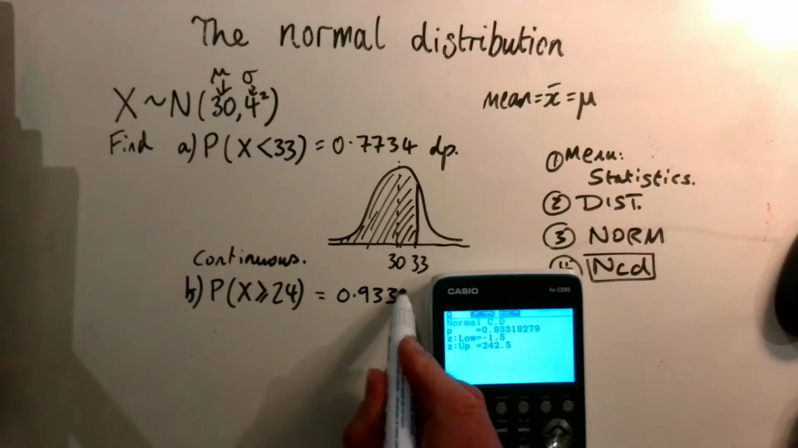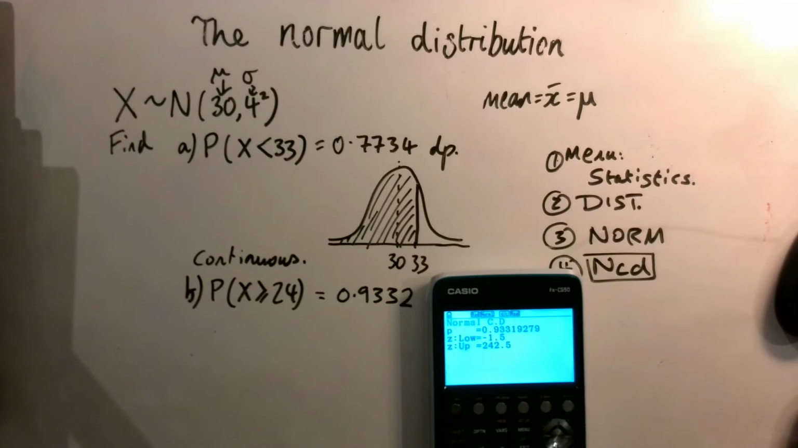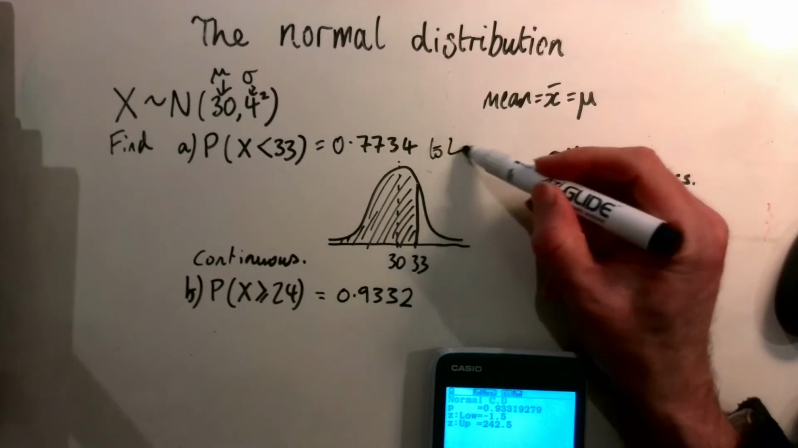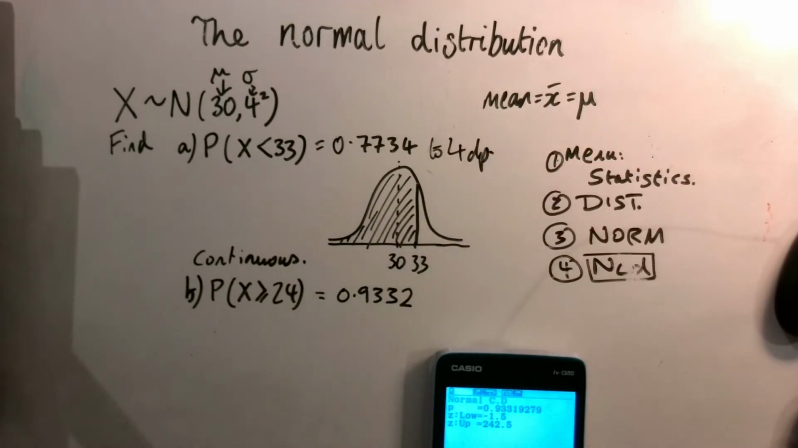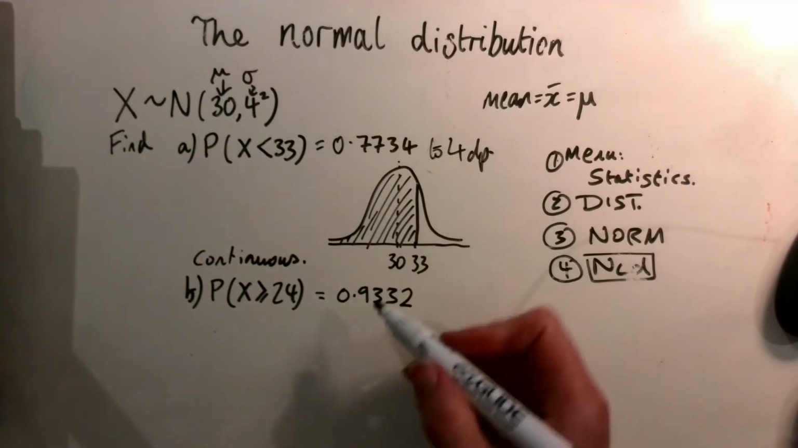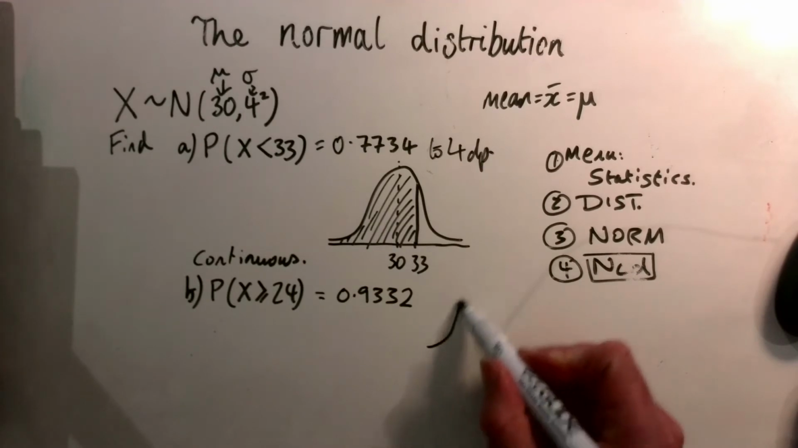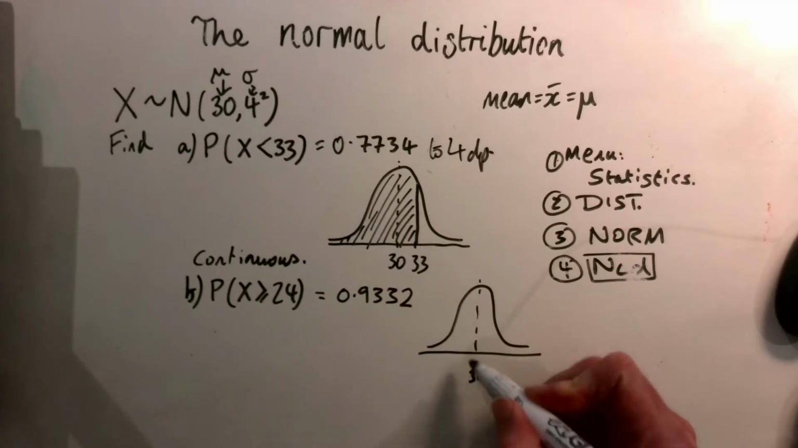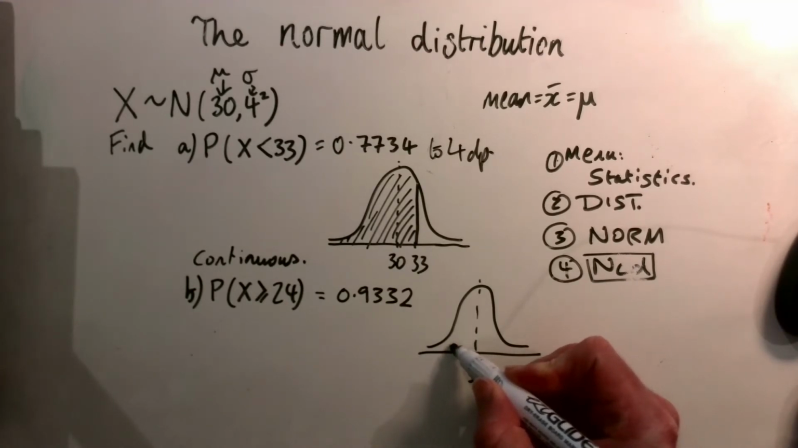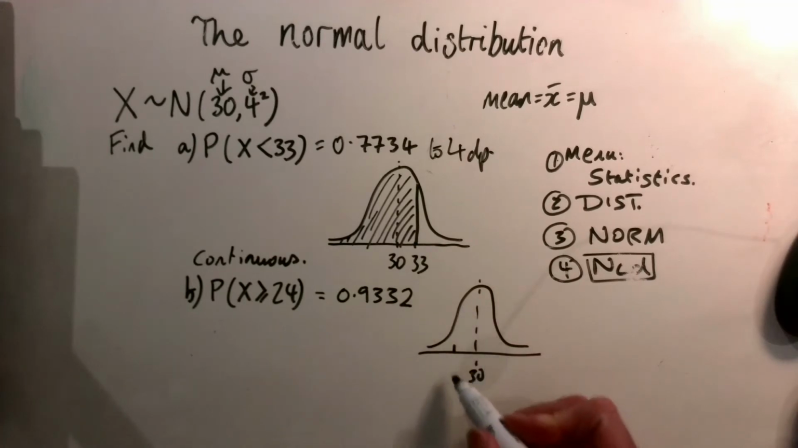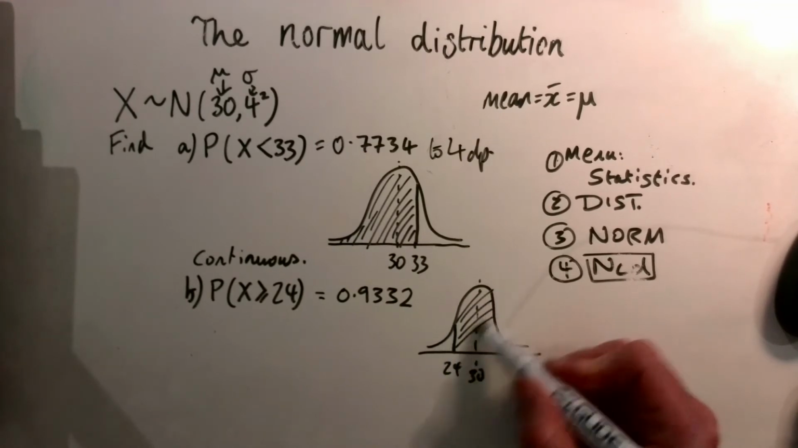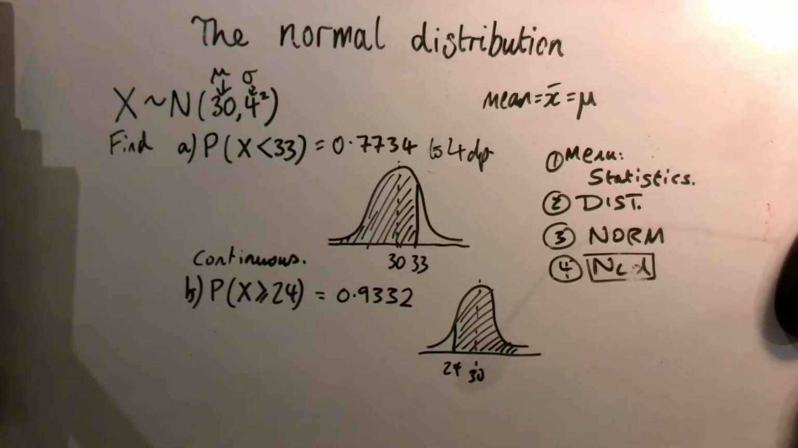0.93319, means that rounds up to 4 decimal places. Don't know why I've just written dp there, to 4 decimal places, and that's the same again. Is that sensible? Well, if I draw my bell curve again, 24 is some way below 30. It's further below 30 than 33 was, which is why it's a larger probability. That's all that is.